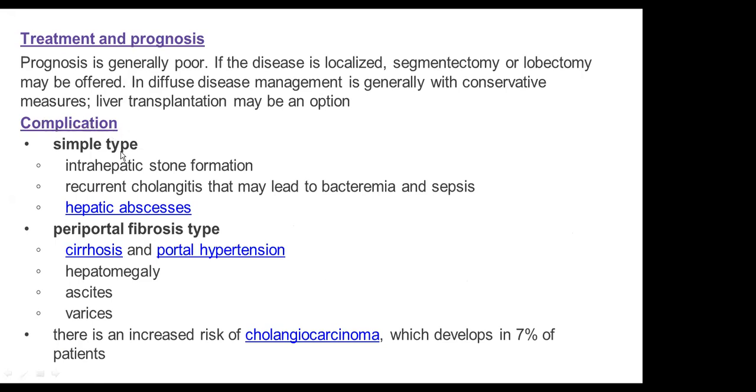What are the complications? We have the simple type, the Caroli disease: intrahepatic stone formation, recurrent cholangitis that leads to bacteremia and sepsis, and hepatic abscesses may also develop. The periportal fibrosis type, which is the Caroli syndrome, usually ends with cirrhosis and portal hypertension, hepatomegaly, ascites, varices, all the stigmata of chronic liver disease. And there are also cases of cholangiocarcinoma developing in 7% of cases.